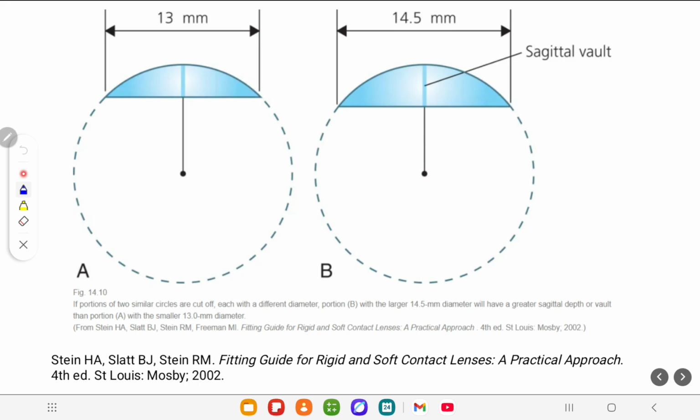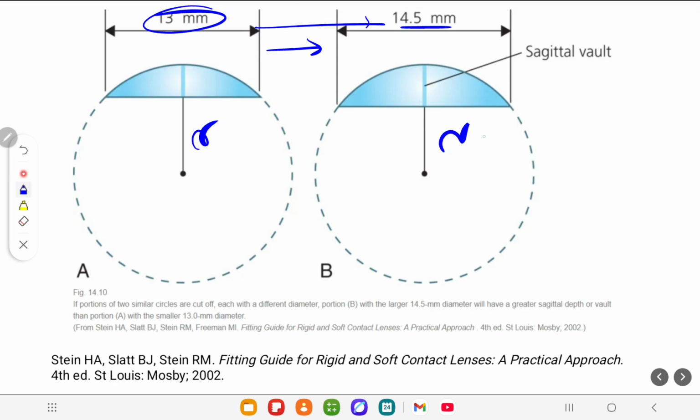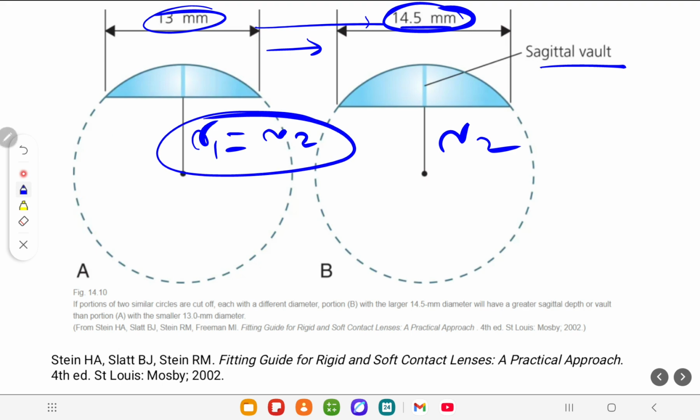So see in this picture, what happened here? When we increase the diameter from 13 mm to 14.5 mm, and we know the radius is equal, so r equals r1 equals r2, this is r2, then what happens? Sagittal height of larger diameter is larger. Yes, sagittal height of larger diameter is larger, and we keep constant the radius of the two circles.